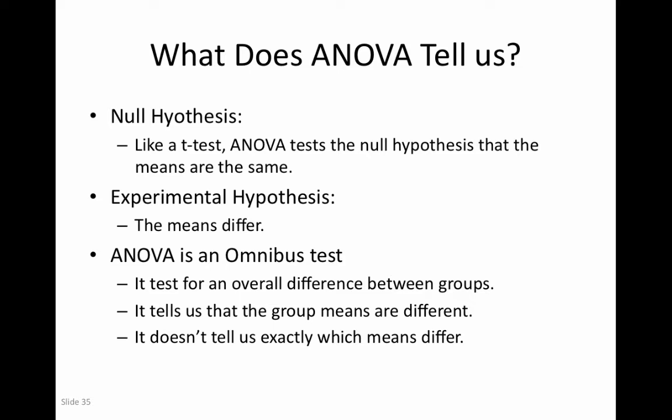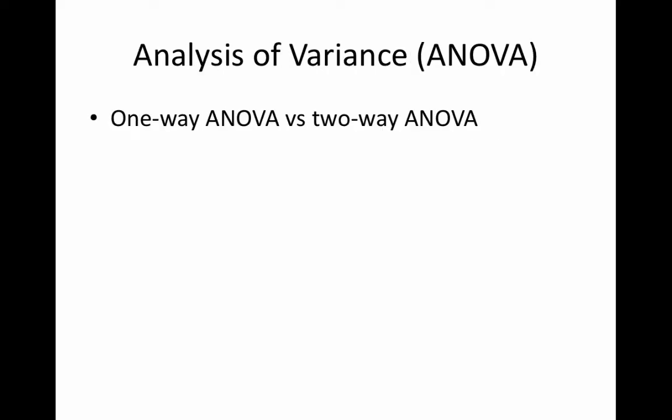An ANOVA is an omnibus test. It is a test for the overall difference between groups. It tells us that the group means are different. It doesn't tell us exactly which means differ. An analysis of variance, that's what ANOVA stands for.